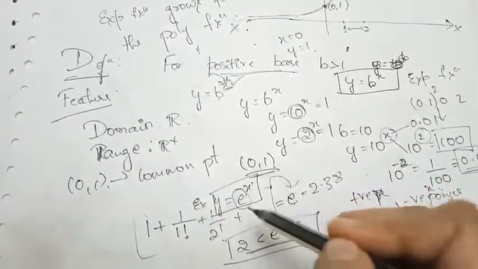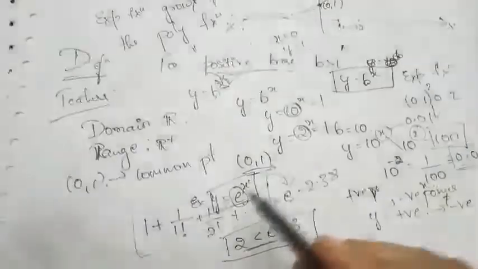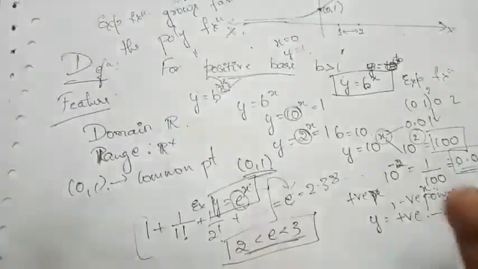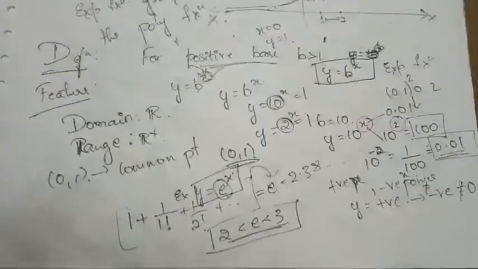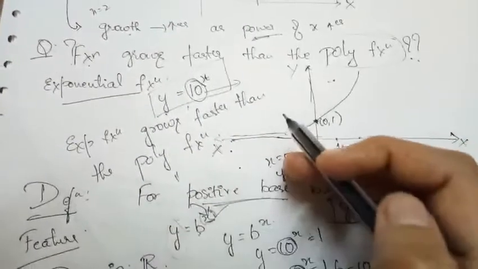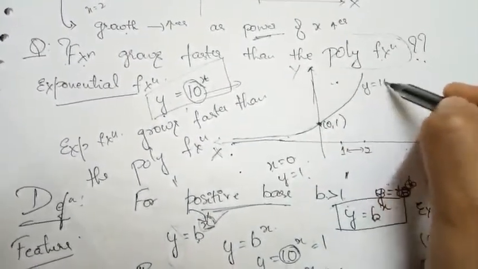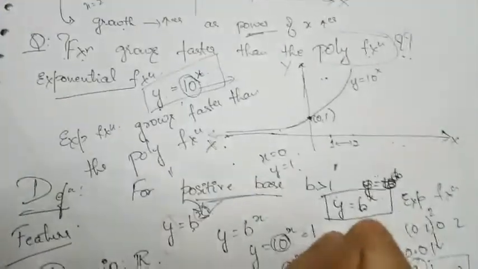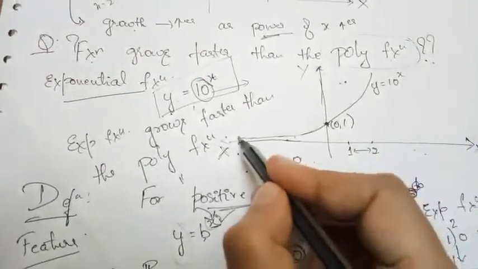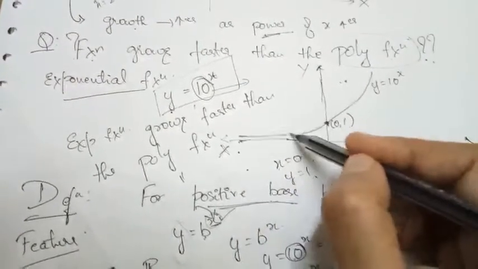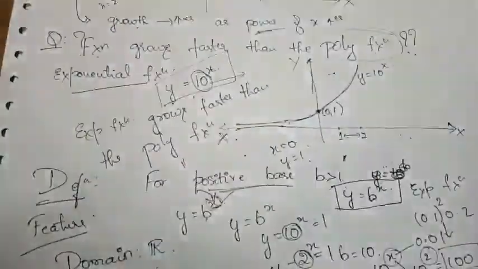Clearly you can see that e is also a constant here. So y is equal to e power x is also an exponential curve. If you see the graph of the exponential curve, this is one of the graphs I have drawn. This is a graph of y is equal to 10 to the power x. As we move from left to the right, this is ever increasing. It is a drastic increase from left to the right.